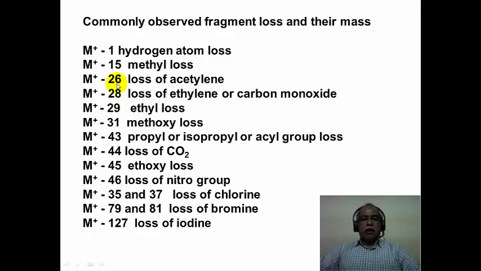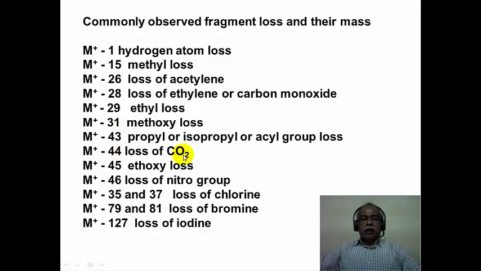Similarly, for the loss of 28, which is an even mass, for example, it will be a loss of ethylene or a carbon monoxide molecule. If it is 29, it will be an ethyl group loss, C2H5 corresponds to 29. If it is a 31 loss, then it will be methoxy. 43 loss can be either a propyl group or an isopropyl group or a COCH3 group, acetyl group loss can also be 43.